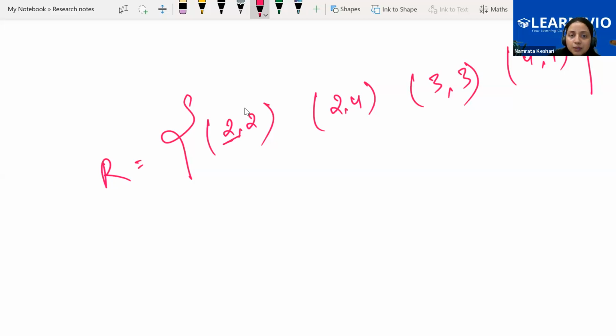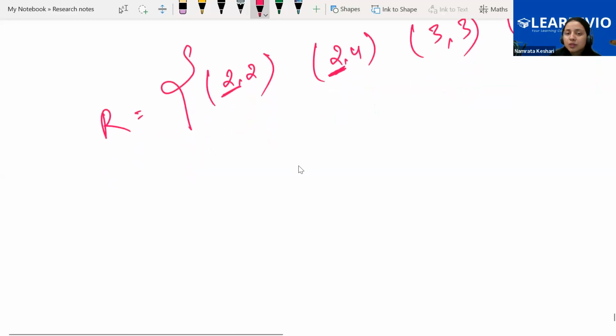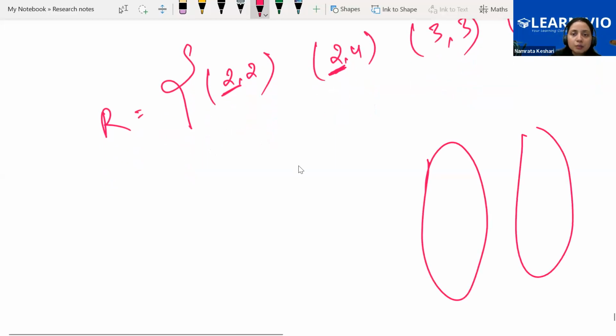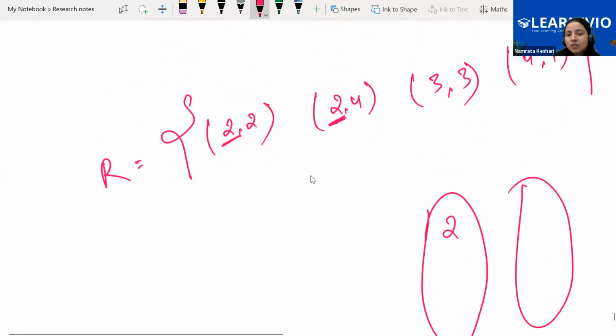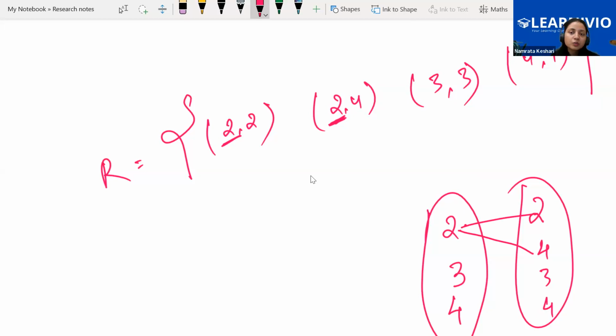If the first element is exactly the same, and it is having different second elements, the best way to check is with the mapping diagram. That way you won't get confused. Otherwise, there is a chance that you will forget and get confused. But if you draw the mapping diagram, it will be clear that it is not a function. 2 is going to 2 and 2 is also going to 4. Here we can see one input is generating 2 outputs. That is not possible, and it is not a function.